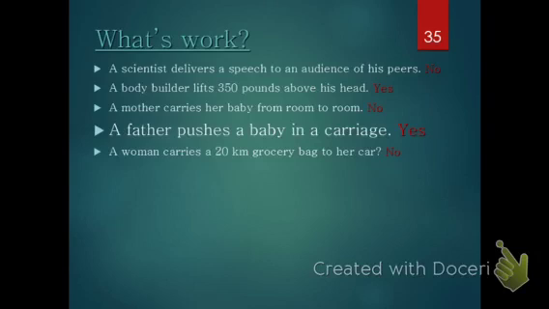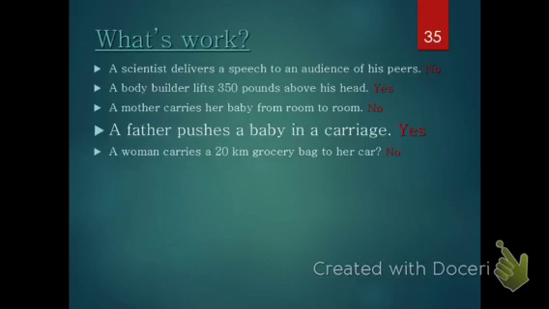All right. Mother carrying her baby from room to room? No. Okay, because she is not applying a force to the baby in the direction that the baby is moving in. So technically, yes, she's applying a force to hold the baby, but unless she's lifting that baby above her head, it's not work. Okay, so you have to be moving in the direction that you're applying the force in.